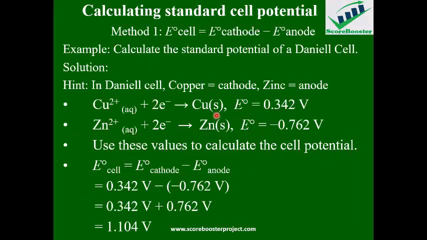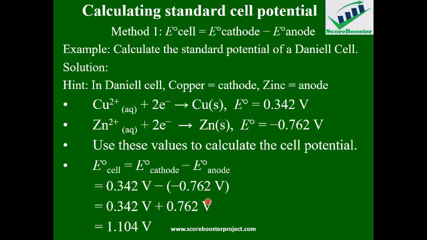Then just come and write it here, for reduction now. 0.342 here for copper. That is the cathode. Then here is the anode. Then you use these values, and you put it here. You see it's 1.104 volts.